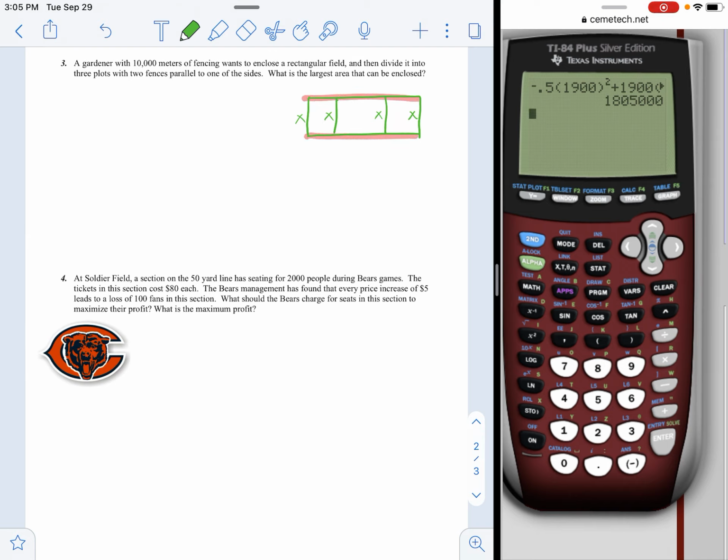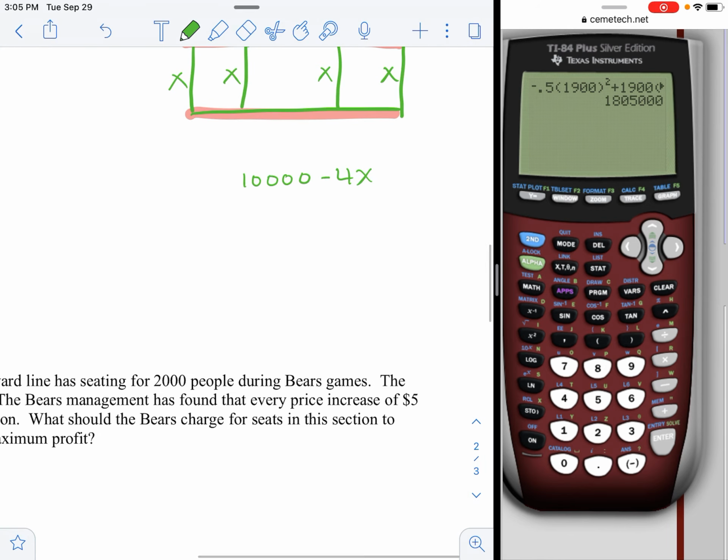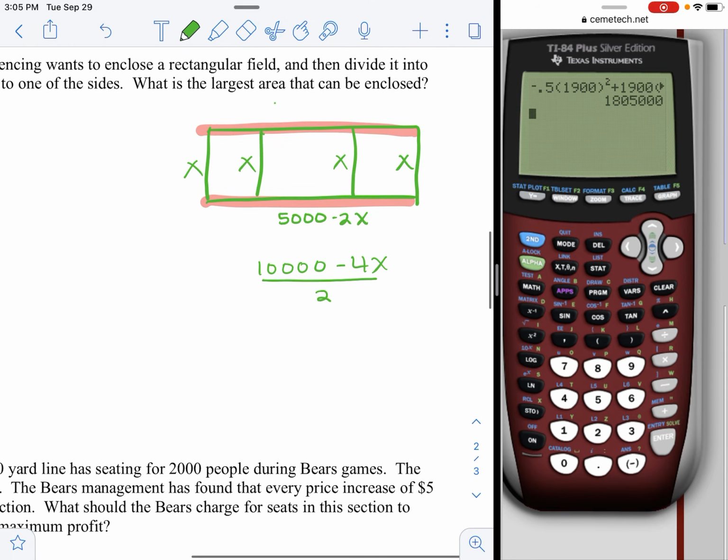Okay, so I know that there's 10,000 total. I've already used 4 parts of it. And now I have to break that into 2 parts. So I'm going to divide this by 2. So I get 5,000 minus 2x. That means this is 5,000 minus 2x also. I like labeling both just to make sure it makes sense, all right?